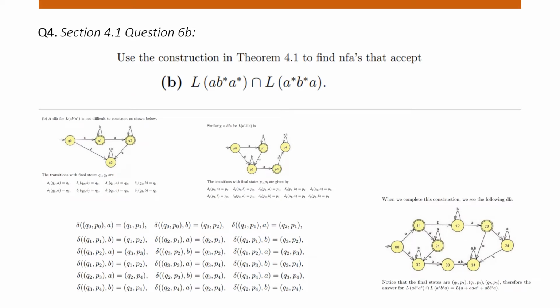Use the construction theorem in 4.1. So this is just a practice. You want to practice doing intersection. To do intersection, you do the cross product. So I'm going to construct a DFA for this language, construct a DFA for this language, and then do the cross product. And then any states that are accepting in both would then be accepting. So then you would end up with a DFA for the intersection of these two languages.